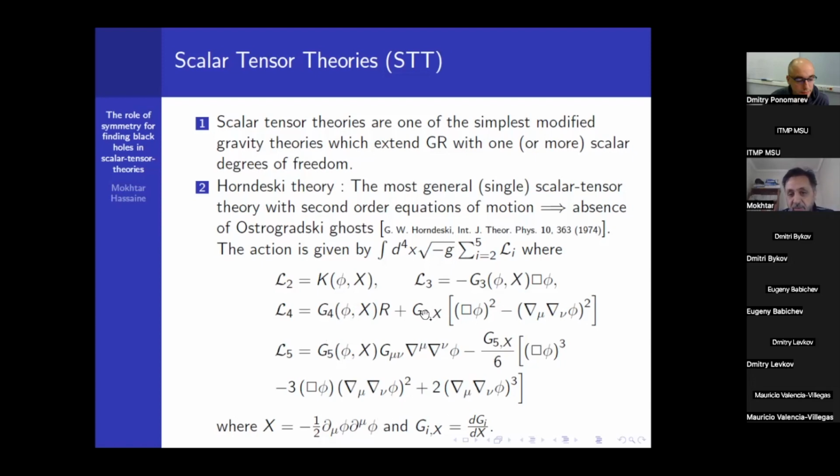In this expression, G4x or G5x is nothing but the derivative of G with respect to x. So these are completely undetermined functions. But with this linear combination of all these Lagrangians, we ensure that this is the most general one that yields second-order field equations, and it is known as Horndeski theory.